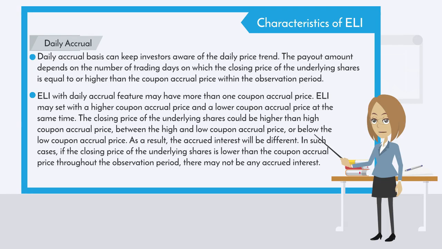ELI may be set with a higher coupon accrual price and a lower coupon accrual price at the same time. The closing price of the underlying shares could be higher than the high coupon accrual price, or between the high and low coupon accrual price, or below the low coupon accrual price. As a result, the accrued interest will be different. In such cases, if the closing price of the underlying shares is lower than the coupon accrual price throughout the observation period, there may not be any accrued interest.